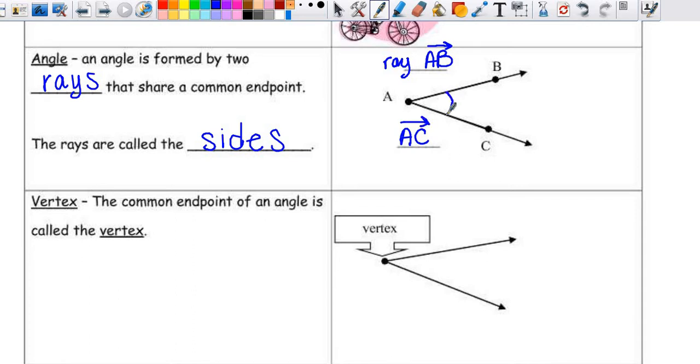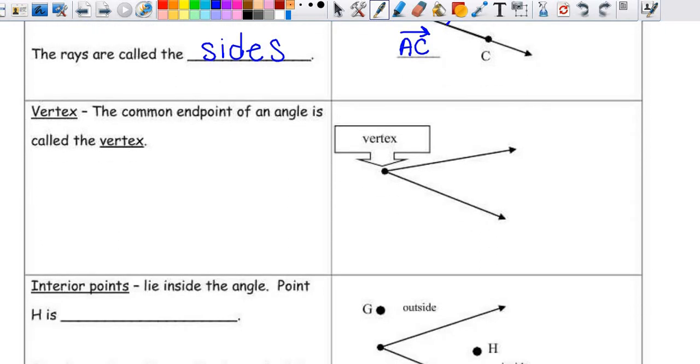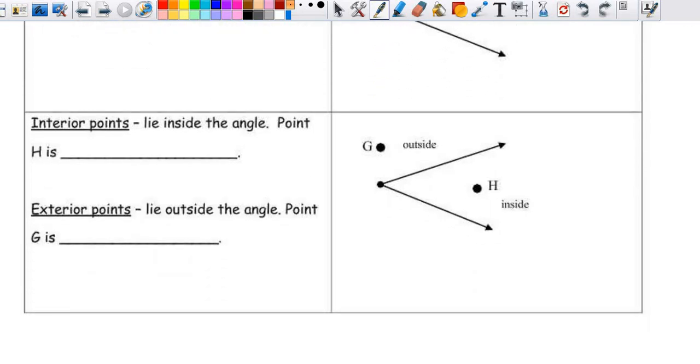This is the angle inside of there. So next then, the other part of the angle we have is the vertex. It is that common endpoint we were talking about. So right here where the rays meet, the part that they share is called a vertex. Interior points lie inside of the angles. So H is inside of the angles, so it is interior. Then exterior points lie outside, so point G here is exterior.